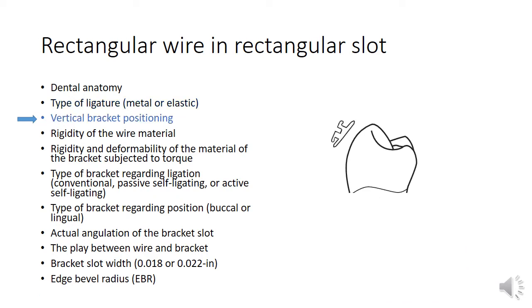Vertical bracket positioning. As you can see, because of the convexity of buccal and labial surface of teeth, if the bracket is bonded in different vertical levels other than it is made for, the bracket slot will not be in proper angulation to create the desired third order position of tooth. There are many situations, especially in mixed dentition, when the clinical crown is not fully erupted and the clinician is obliged to bond the bracket more coronally.